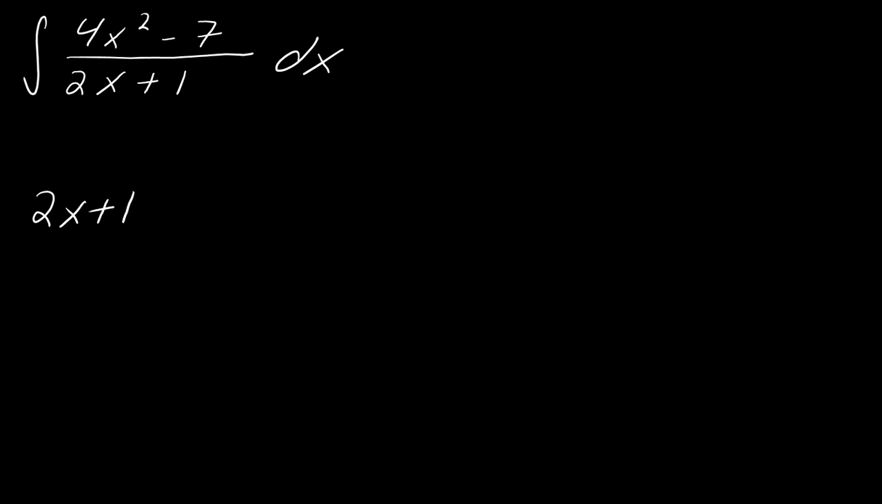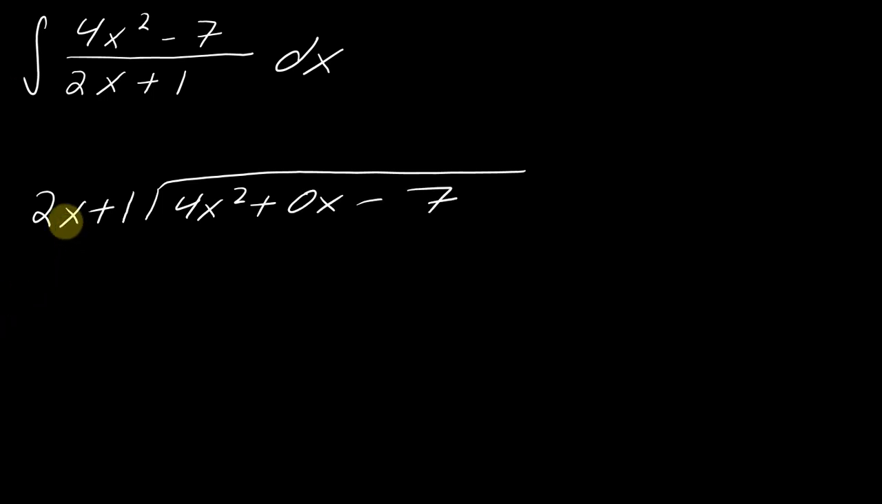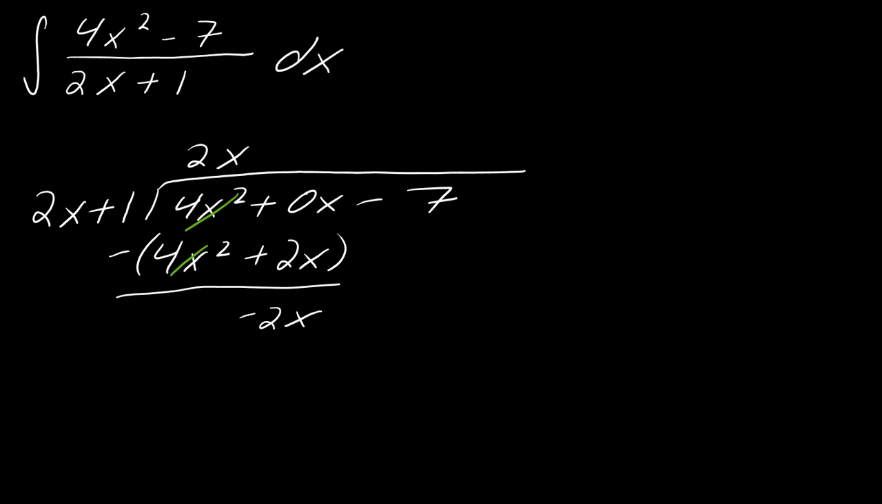So for my long division, I'm going to have 4x squared, 0x, and negative 7. So I ask myself, what do I multiply 2x by to get to 4x squared? That would be 2x. 2x times 2x is 4x squared, but I have to multiply this 2x by this entire expression, so I also have to do 2x times 1, and 2x times 1 is 2x. And then I have to subtract all of this off. So the 4x squareds drop out, and I'm left with negative 2x. And then I can bring the negative 7 down, and now I repeat the process.